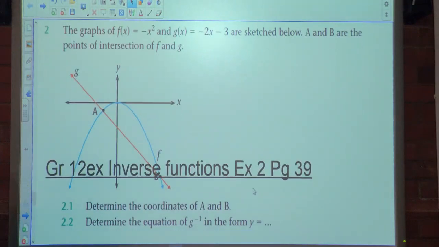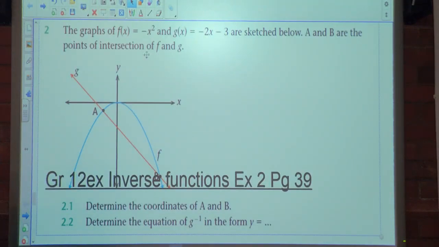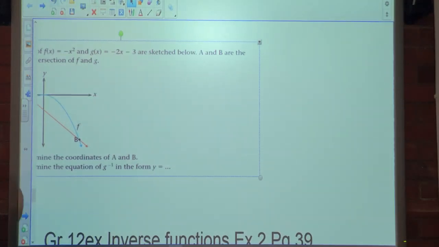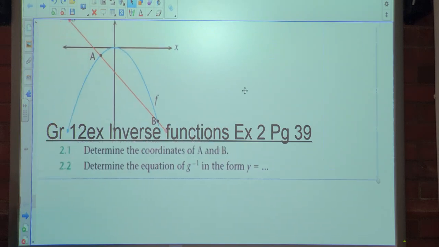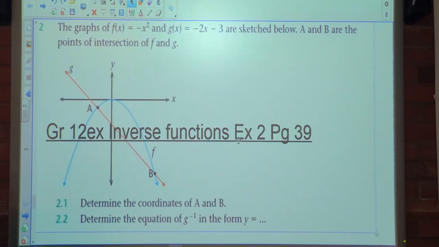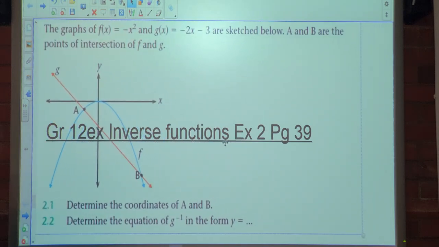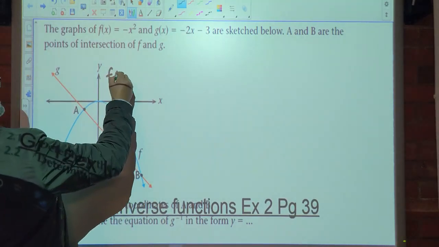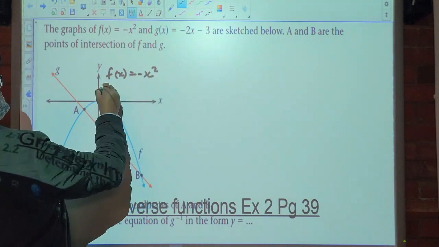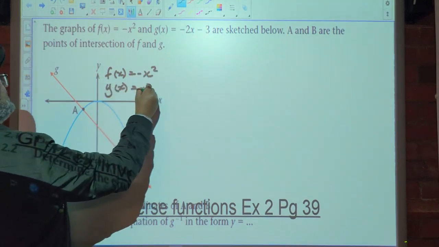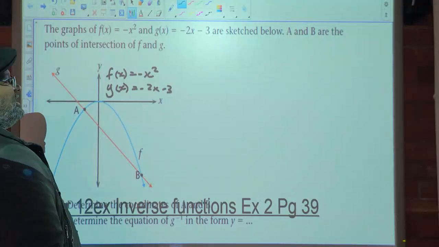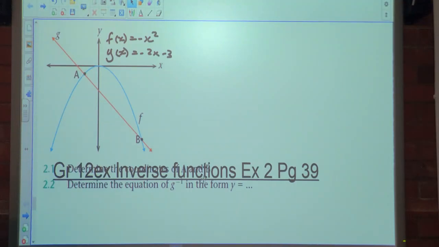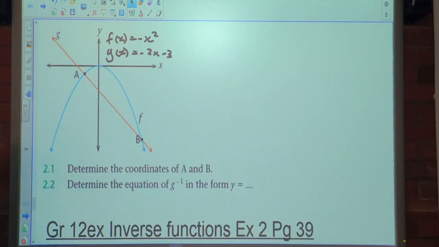Number 2. The graphs of f of x equal to x squared and negative x squared and g of x is equal to negative 2x minus 3 are sketched below. A and B are points of intersection of f and g. Let's go to the first question.